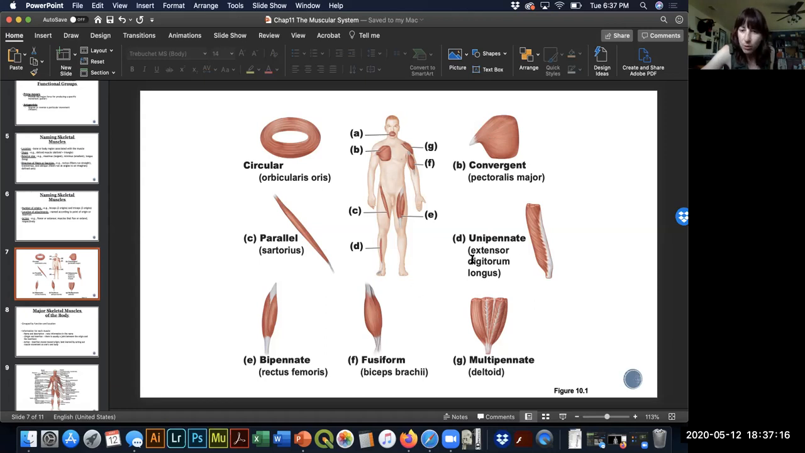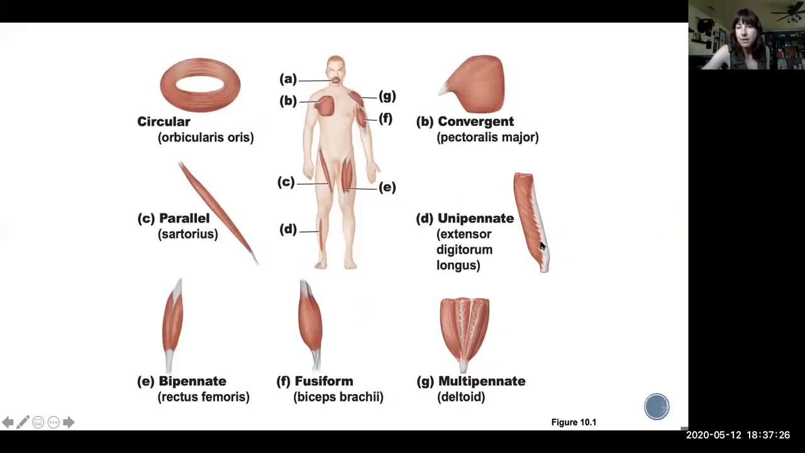I don't think we have any. Oh, we do. The extensor digitorum longus is something we look at, where it is basically a muscle coming off of connective tissue on one side, versus bipennate, where the fascicles are coming off both sides. So it's like a feather.